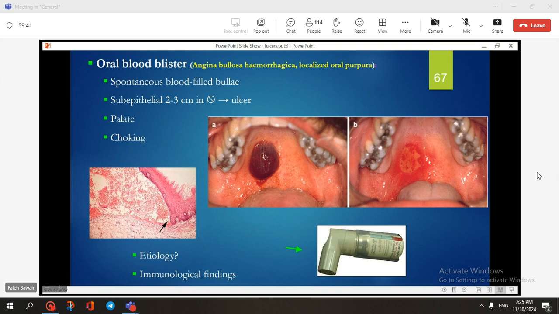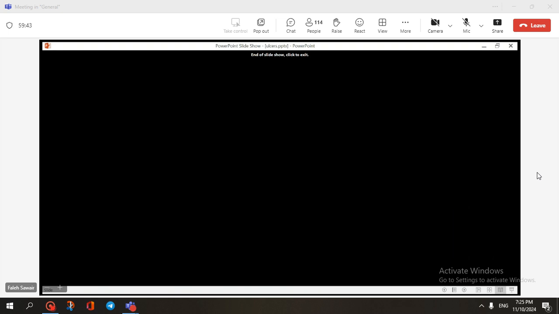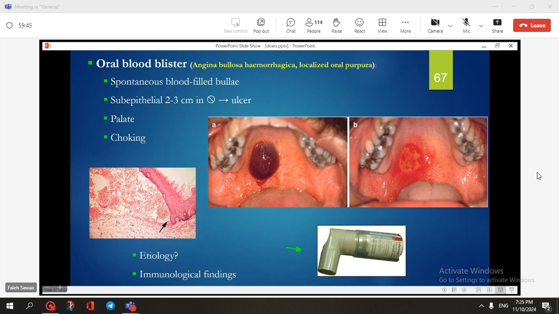By this, we finished the oral ulcerations. So these are oral ulcerations. Mostly they are traumatic or aphthous ulcers, but you have to know that other diseases, whether they are vesiculobullous disorders or systemic diseases, can cause oral ulceration. So you have to be careful.